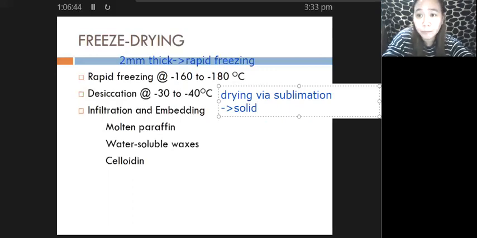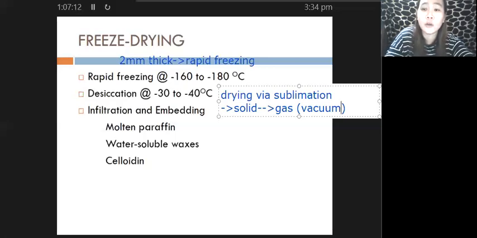Sublimation involves the change in the state of a solid matter. Your solid turns into gas without going through the liquid state, so from solid to gas. Sublimation is usually carried out in a vacuum. The presence of vacuum, or negative pressure, in your equipment allows the rapid sublimation of your ice crystals, your solid, to gas.